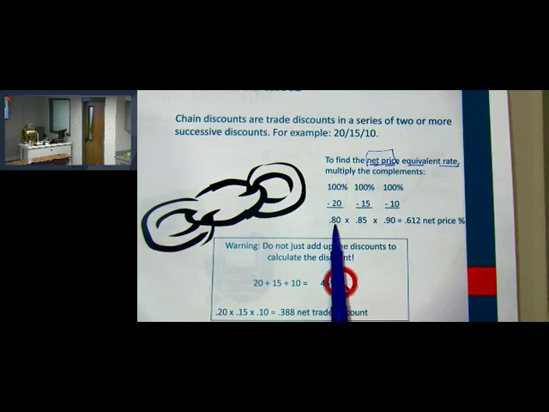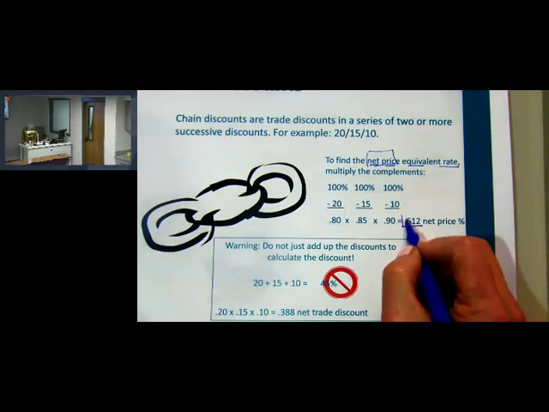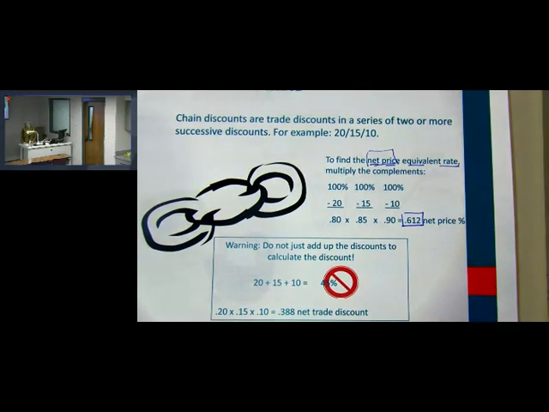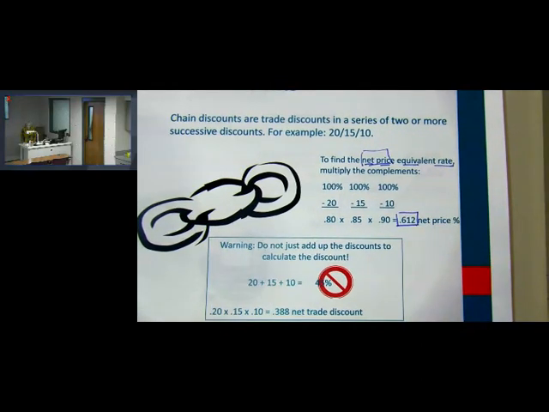Again, 80% is a complement of a 20%. 0.85 is the complement of a 0.15 discount. And 0.90 is the complement of a 10% discount. Take your complements and multiply them together. When you do that, you get this rate here. All right, so the complements multiplied together gives you a net price of 0.612.